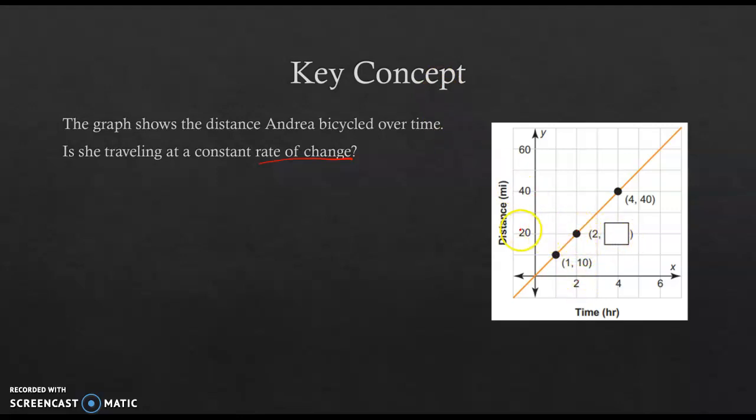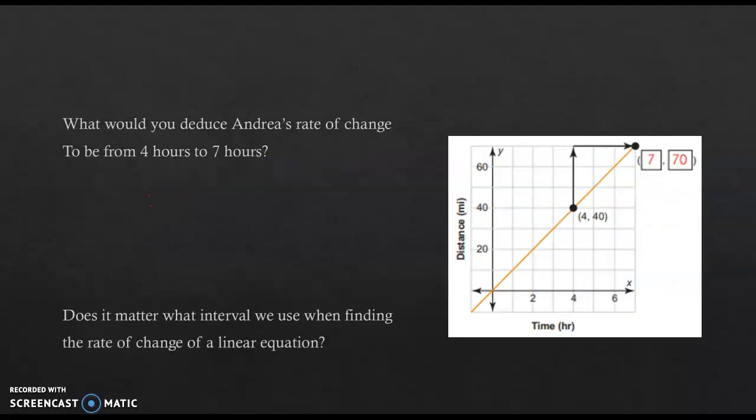So this point is at (2, 20). And if I notice, we go from 10 the next hour. She's added 10 more to get to 20, and then 2 hours later, we're at 40. So that would tell me, and if I look at this point here, we're at 30. So yes, she is traveling at a constant rate of change. And again, that's because for every hour, we're adding the same number of miles for each hour she biked.